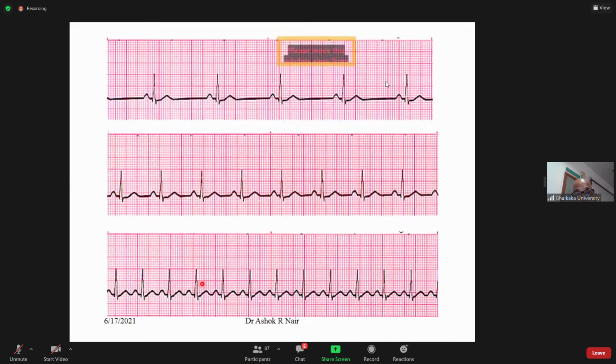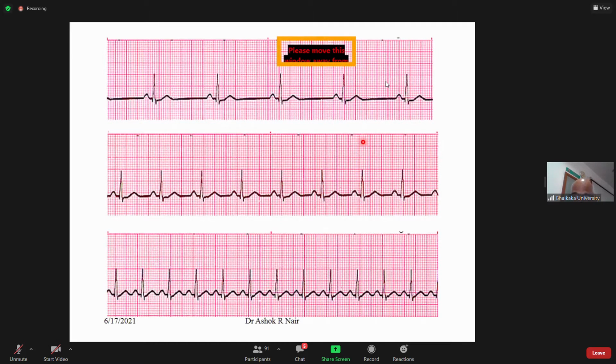Then find how many peaks are there in this. 1, 2, 3, 4, 5, 6, 7, 8, 9, 10. Let's say there are 10 peaks in this 6-second strip. 6 seconds means 60 seconds is the rate per minute, so 6 into 10 is 60 seconds. So if you have 10 peaks, 10 into 10, 100 is the rate. Similarly, you can calculate in the above. Take a 6-second strip. The number of peaks into 10 will give you the heart rate.